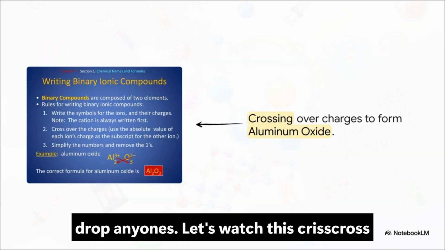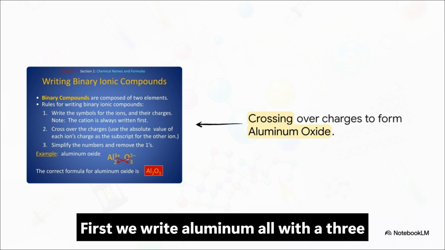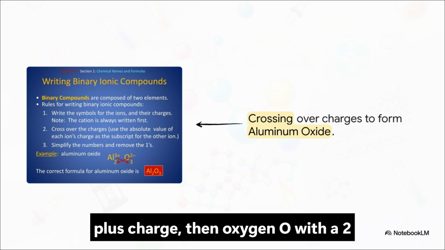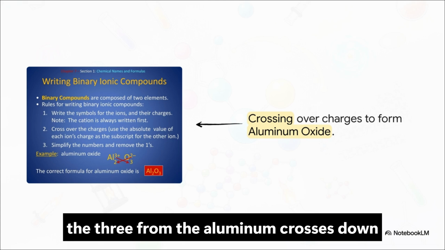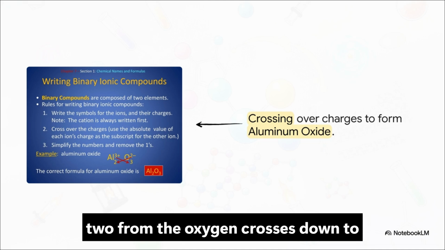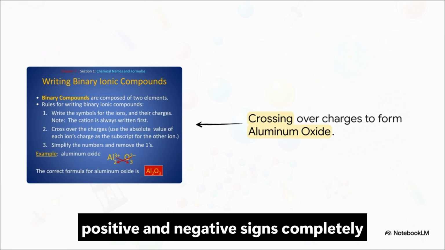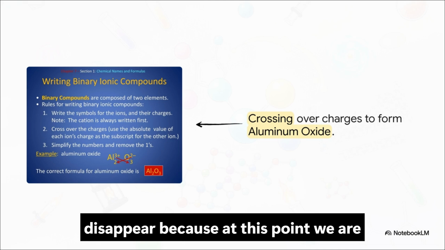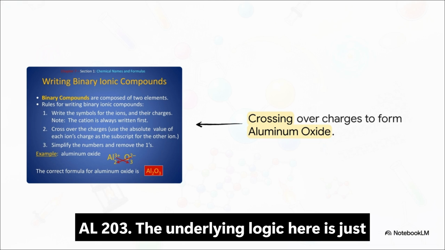Let's watch this crisscross method in action with aluminum oxide. First, we write aluminum, Al with a 3+ charge. Then oxygen, O with a 2- charge. Now we do the crisscross. The 3 from the aluminum crosses down to become the subscript for oxygen. The 2 from the oxygen crosses down to become the subscript for aluminum. The positive and negative signs completely disappear because at this point we are simply counting atoms, and we end up with Al2O3. The underlying logic here is just beautiful.